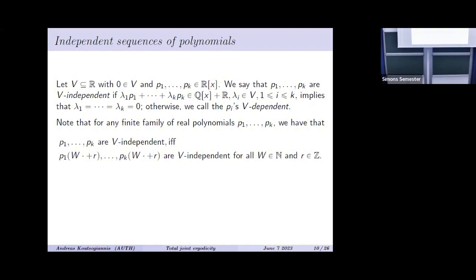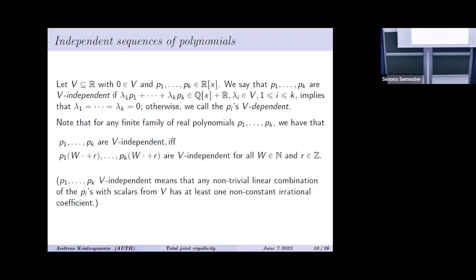Okay. And of course, we can notice immediately that if you have a family such that p_1(n) up to p_k(n) are V-independent, this is equivalent to saying that p_1(wn)+r up to p_k(wn)+r are V-independent for all w in N and r in Z. You just shift and you multiply with a scalar, doesn't change anything. They still belong to Q[x], or, I mean, it's immediate.